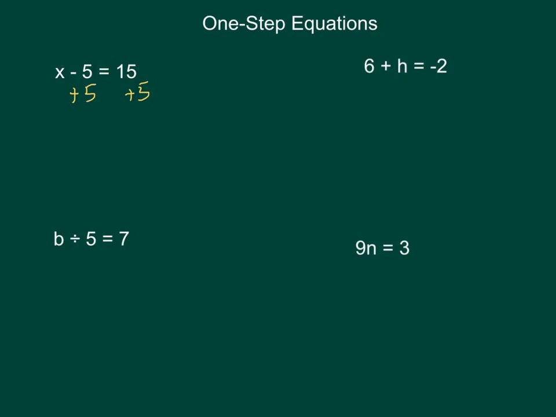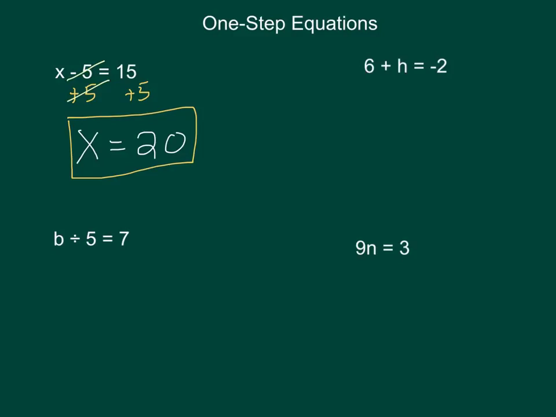When that happens, this minus 5 and plus 5 are basically canceling out, leaving me with just x on that side of the equation. Keep my equal sign, and then I combine the like terms on the right. 15 plus 5 gives me 20, and that's my solution. You could plug in to check that 20 makes my original equation true. 20 minus 5 equals 15, and that is true. So that little check shows that I've done it correctly. I used addition there to solve that equation.